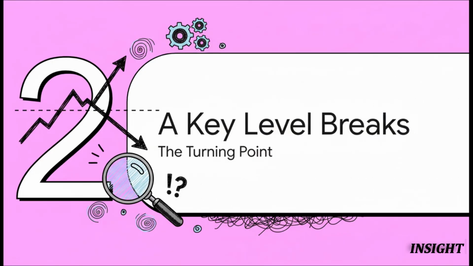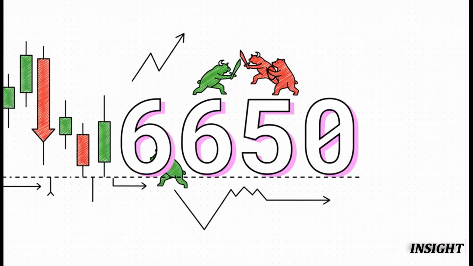Okay, now we get to the single most important event that the analyst spots on this chart. This is the story's big turning point. This is where the plot really thickens. The entire story today revolves around this one number, 66.50. Now, this is not a random price. It's yesterday's lowest point. And in trading, old battlefields often become the new front lines.